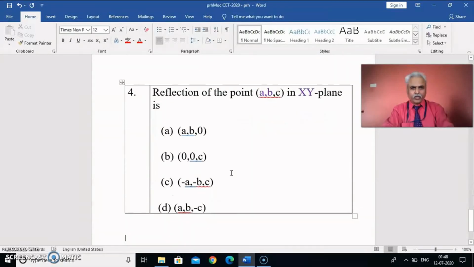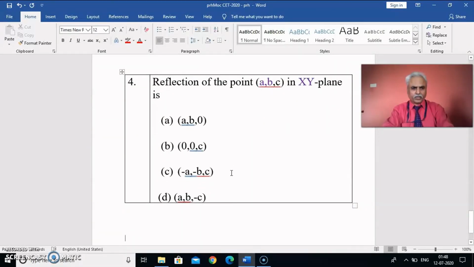This is very fast. You can do the reflection of the point ABC in the XY plane. If it is asked in the XY plane, the X and Y coordinates remain the same, because the XY plane means the Z coordinate changes. Only the Z coordinate changes from plus to minus. Whatever the coordinate is, its sign will change. This up becomes down. So C becomes minus C. That is the answer, A B minus C.